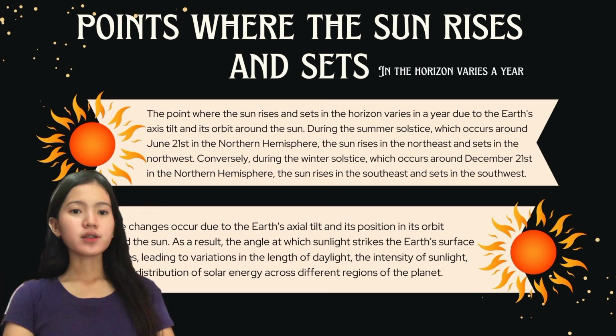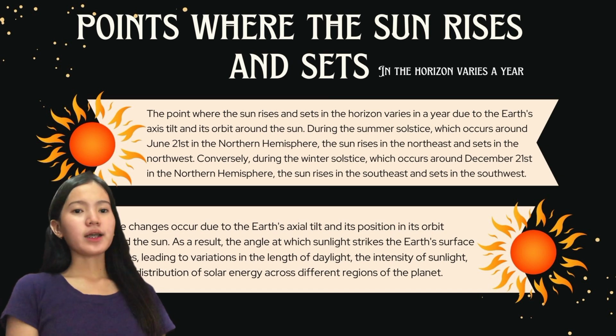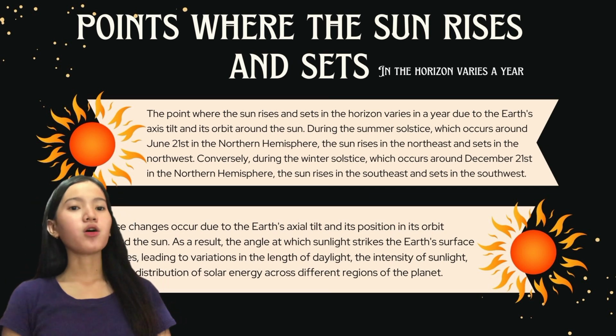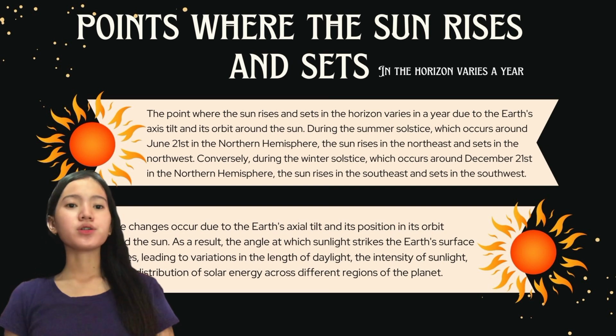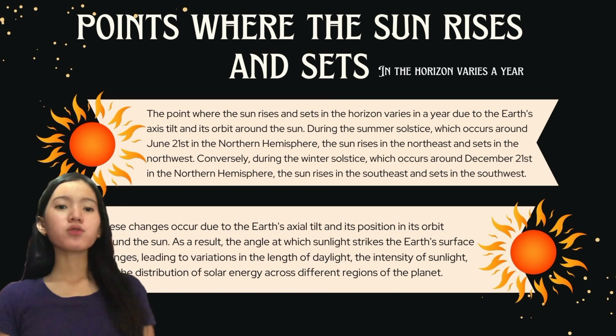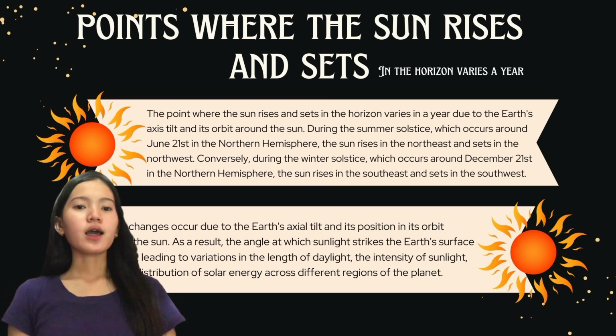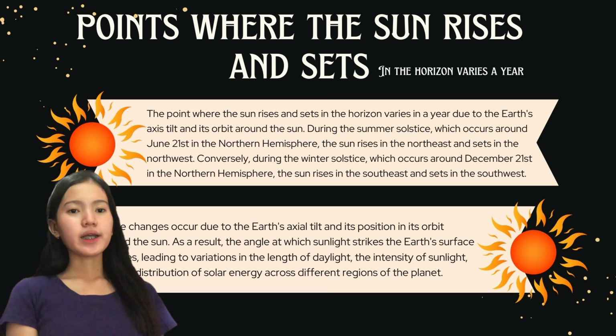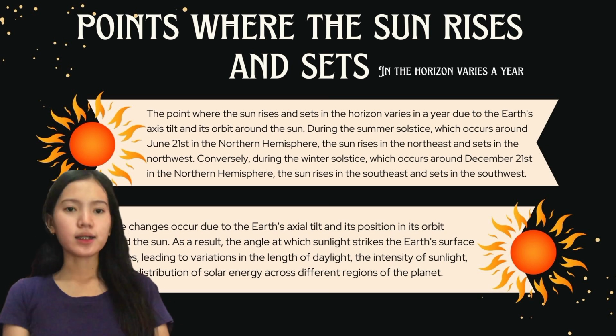So, during summer solstice, nag-occur ito around June 21st in the northern hemisphere. The sun rises in the northeast and sets in the northwest, and it is the longest day in a year. While the winter solstice, nag-occur naman ito around December 21st in the northern hemisphere. The sun rises in the southeast and sets in the southwest, and it is the shortest day in a year. So, ito po ang changes na nangyari about sa Earth's axis.